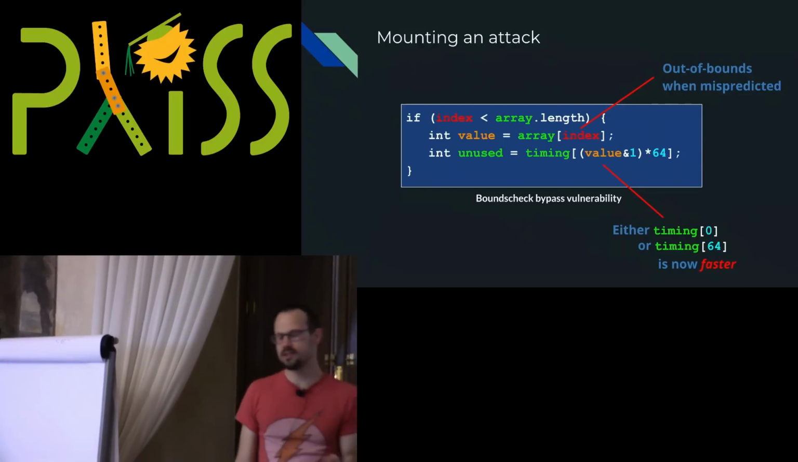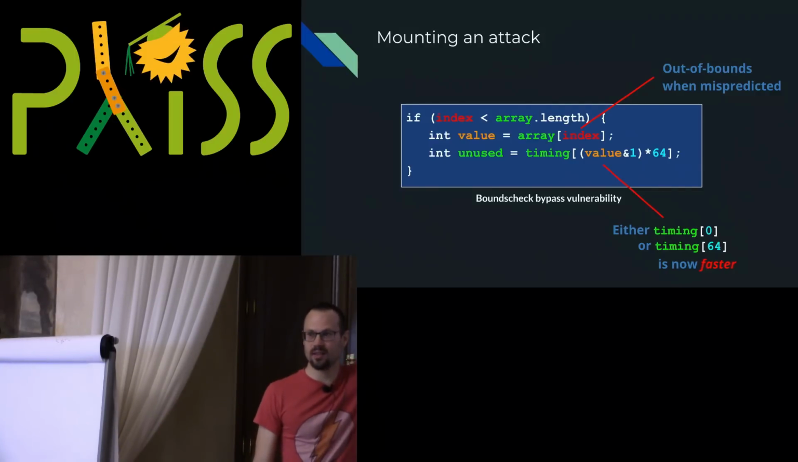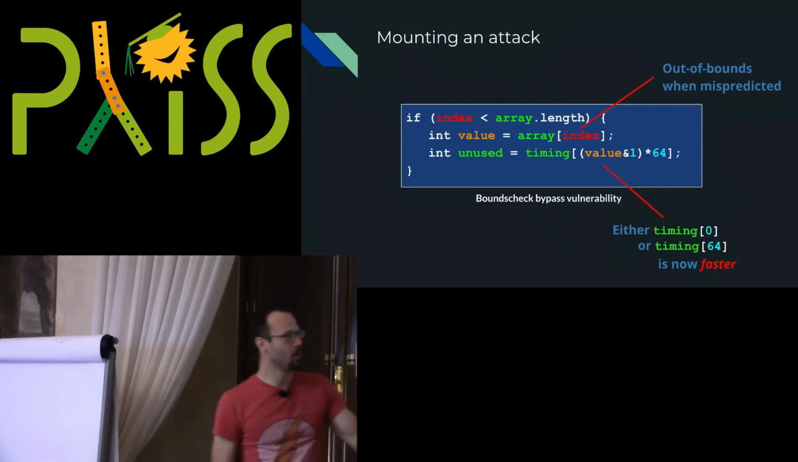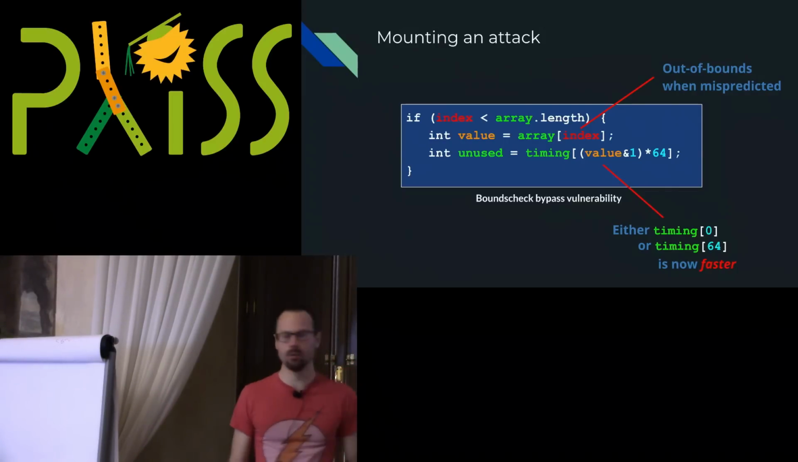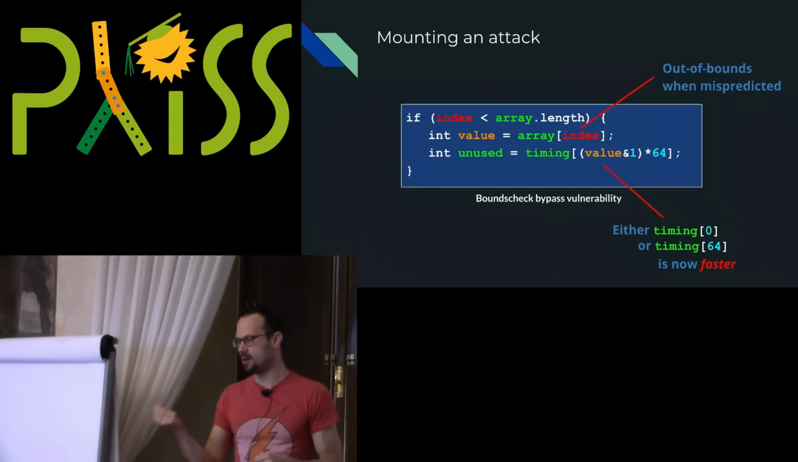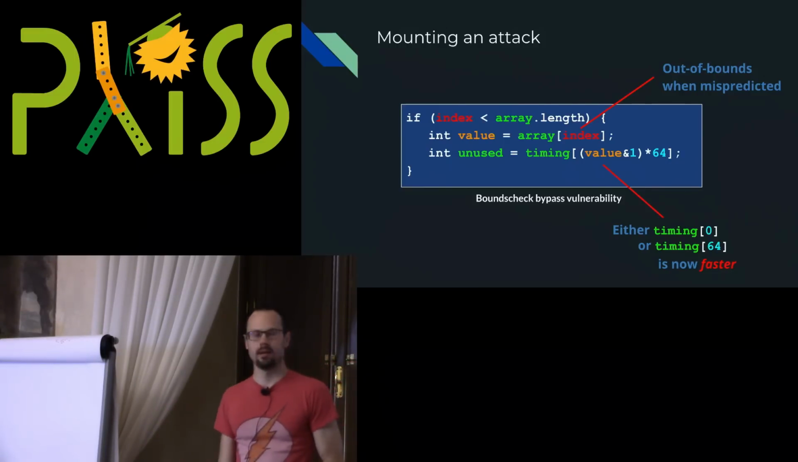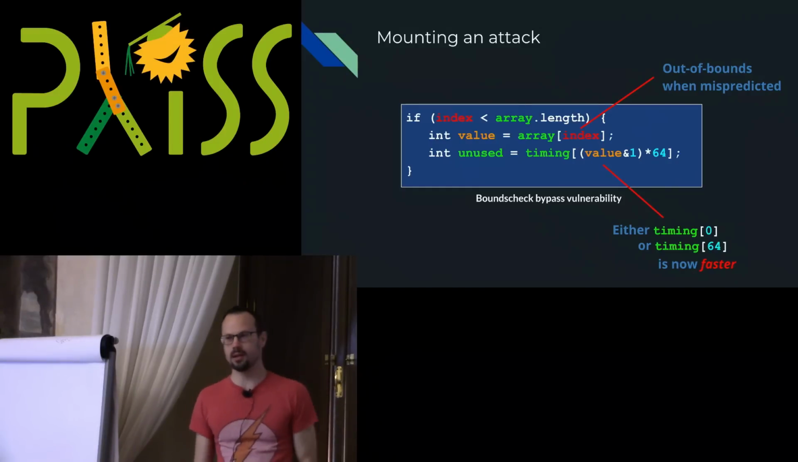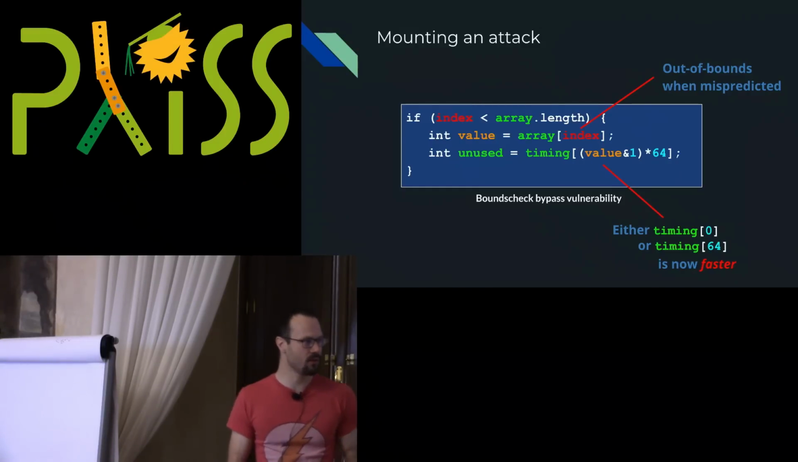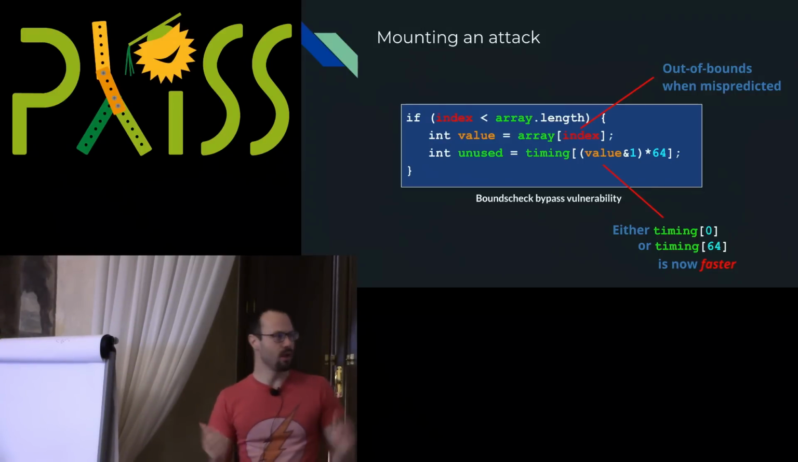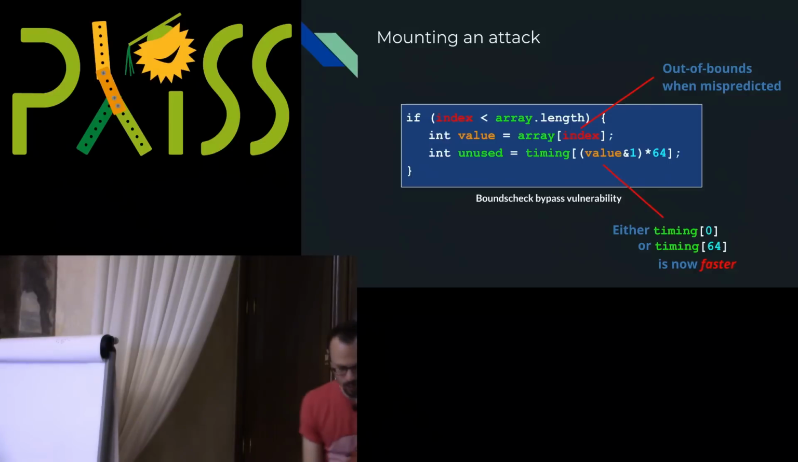But we can't actually see that value anymore, because if the CPU mispredicts and executes this code when the index is not in bounds, it's just going to throw everything away. But what we can do is use a low order bit of that value, and we can access one of the lines of this timing array. Cache lines are typically 64 bytes on most hardware these days. So we can use the bit, which we're not supposed to see, to access one of two lines, and that will indicate what the bit's value is.